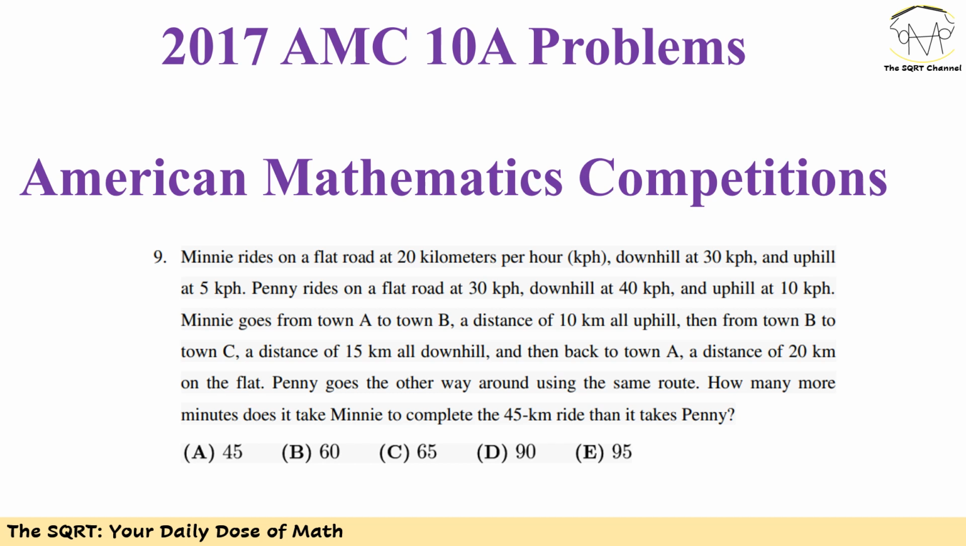Now, Minnie goes from town A to B, 10 km uphill, then from B to C, 15 km downhill, and then back to town A, 20 km flat. On the other hand, Penny goes the other way around, using the same road. The question asks how many more minutes it takes Minnie to complete the 40 km ride than it takes Penny. Let's talk about the solution now. But first, make sure that you try to understand and solve the problem yourself.